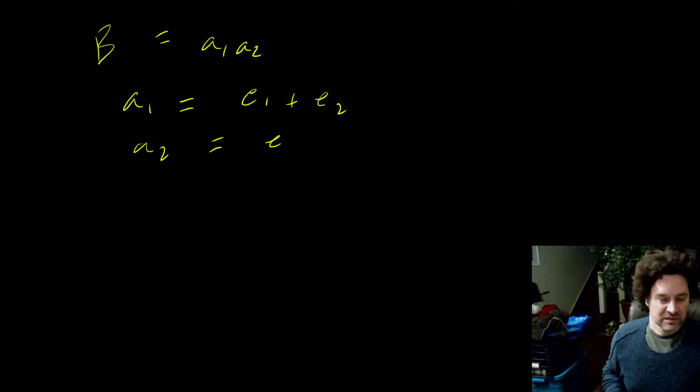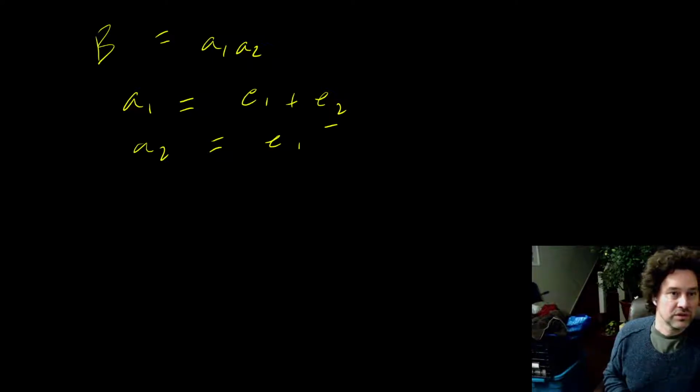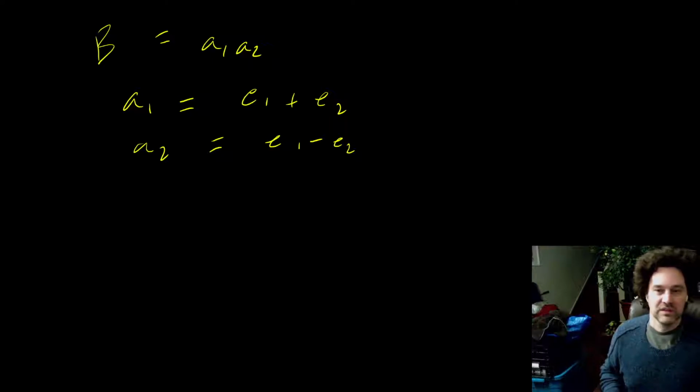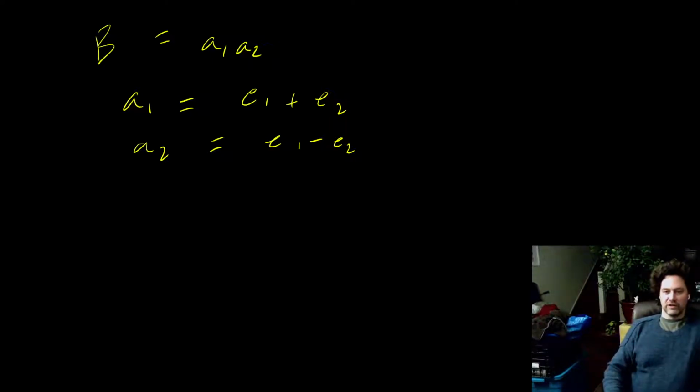All right. So as an example, let's take B equals A1 A2, and we'll let A1 equal E1, the standard basis element, plus E2, and A2 is E1 minus E2. Now, these are orthogonal vectors.